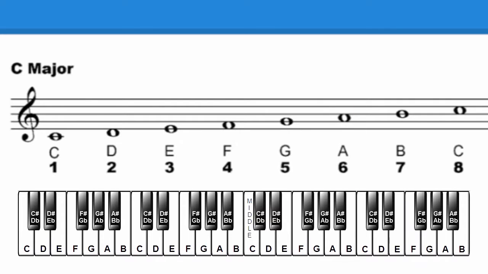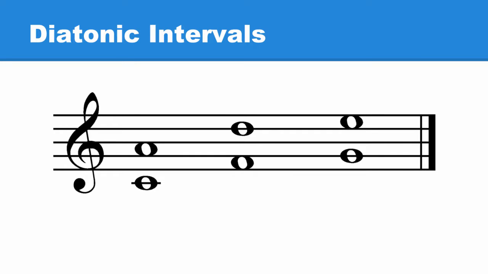So starting on C, the note on the bottom of the interval, we'll count up to A. 1, 2, 3, 4, 5, 6. We see A is scale degree 6. So we know the interval is a sixth.